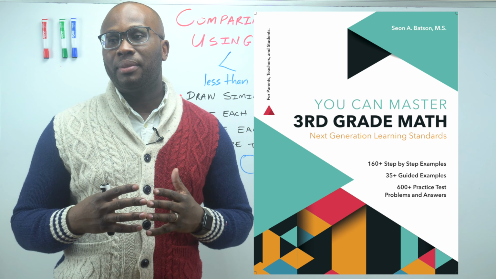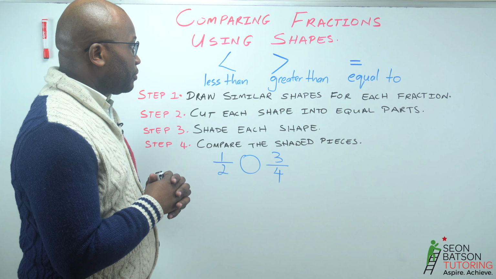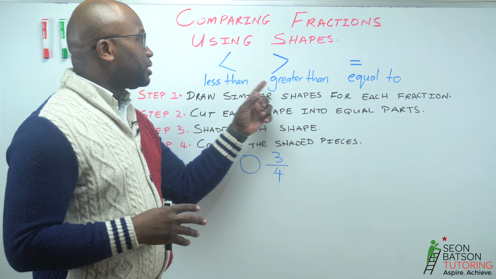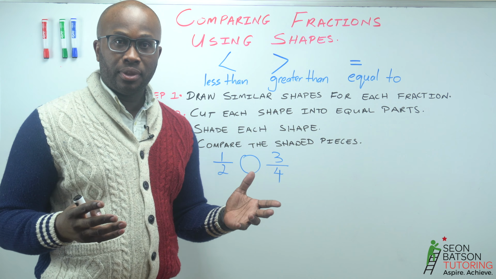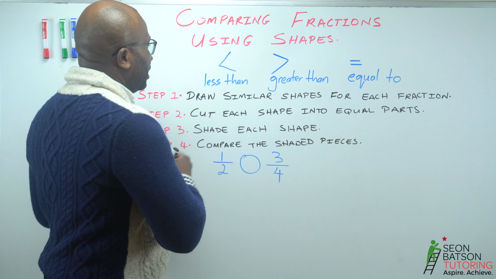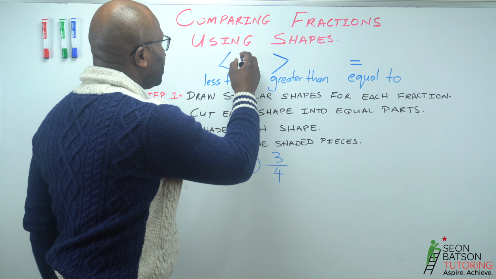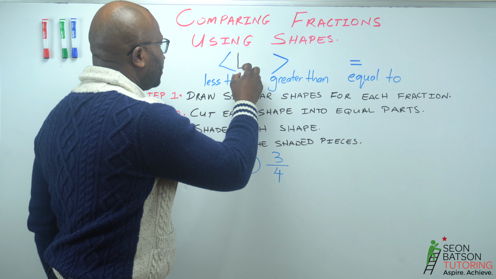Now, to our exercise. When comparing fractions using shapes, we are going to use three signs to help us. The first sign is the less than sign. If you look carefully here, you'll see that the less than sign looks like an L. So you can say L for less. We'll use the less than sign.